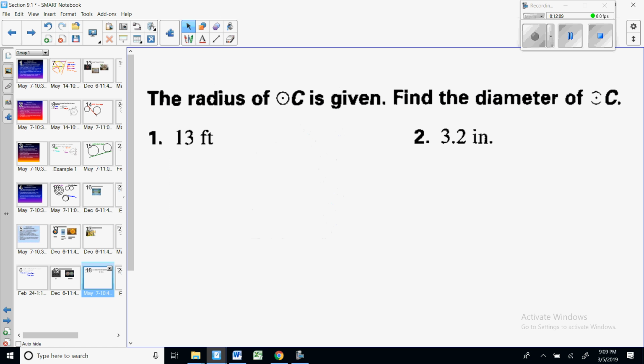Some other properties of circles that we need to be prepared for. The radius of circle C is given. We want to find our diameter of circle C. If our radius is 13, what's your diameter going to be? Okay, it's going to be 26. Because remember that a radius is half the length of the diameter. And if our radius is 3.2 inches, our diameter will be 6.4. Okay, questions on that?